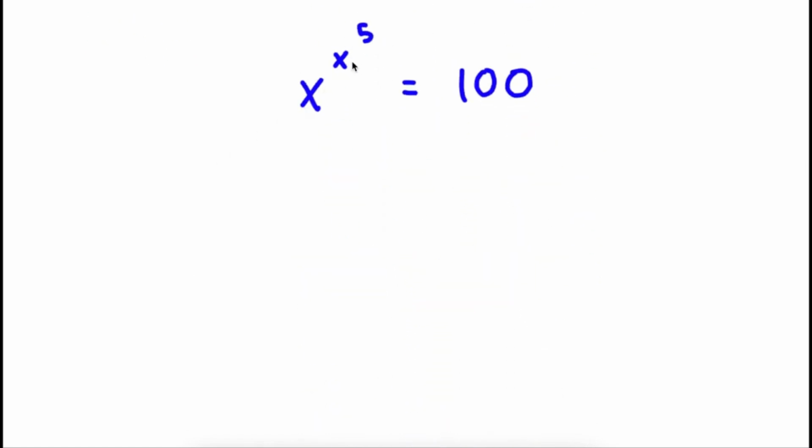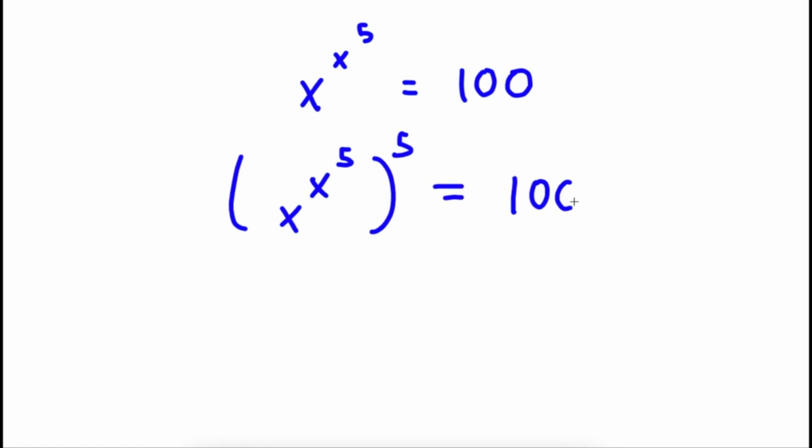So I have x to the power of x to the power of 5 is equal to 100. Now the first thing I'm going to do is take the power of 5 on both sides. So now I have x to the power of x to the power of 5, all to the power of 5, is equal to 100 to the power of 5.